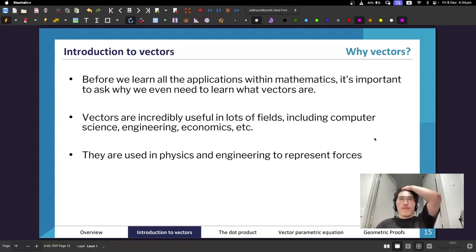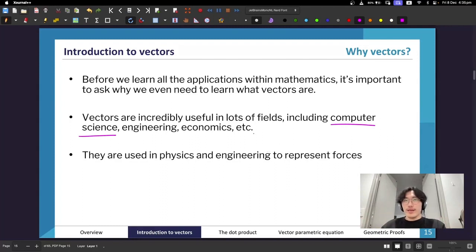We've learned a lot about vectors, but we haven't really learned why. And at least for me, especially in the HSC, when you're learning all this really dense content, it's really helpful to know where these things are being used. So before we learn all the applications within mathematics, it's important to ask why we even need to learn what vectors are. So vectors are incredibly useful in lots of fields, including computer science, engineering, and economics, and they're used in physics and engineering to represent forces. So computer science, which is what I study, we all know ChatGPT. I'm almost certain that ChatGPT would take advantage of vectors to figure out proper pathing for their responses. It's obviously very complex.